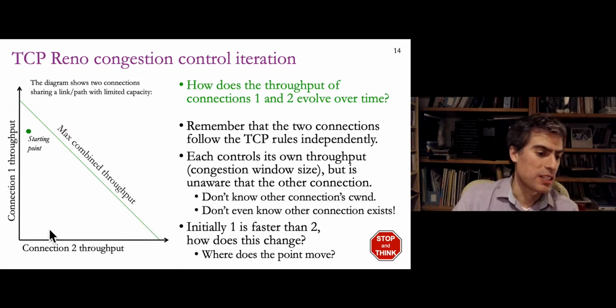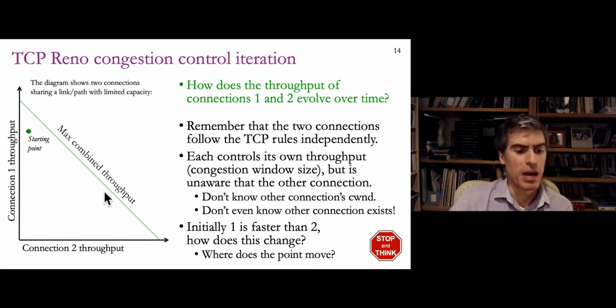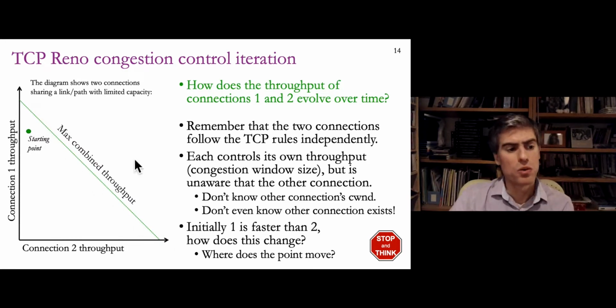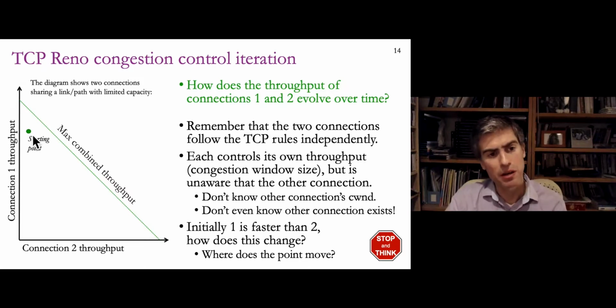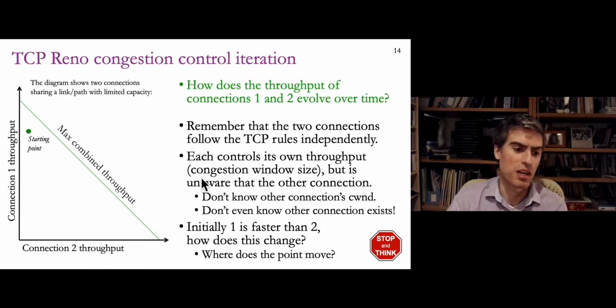Or they can use less than 100, which is the whole region of the triangle down here. But ideally, they want to operate somewhere on this line, which is where they're utilizing the maximum throughput of the link. All right. So we're going to start from this point up here and think about how congestion control balances the share of throughput that's given to these two connections. Okay, so it's a pretty interesting exercise, and an important feature of TCP Reno will be illustrated here.